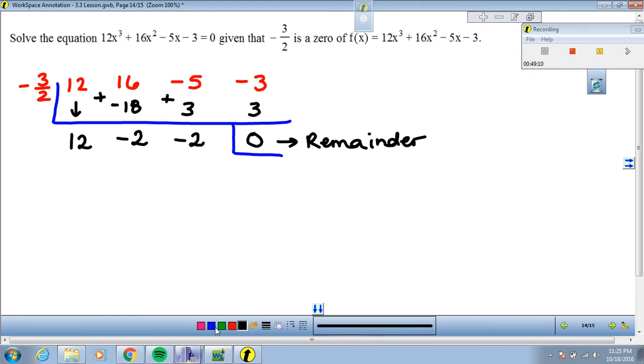So what to do next? Write a new polynomial one degree less than the degree of the original polynomial, meaning one exponent less than the highest exponent in the other polynomial. 12x to the second power minus 2x minus 2 equals 0. Okay.